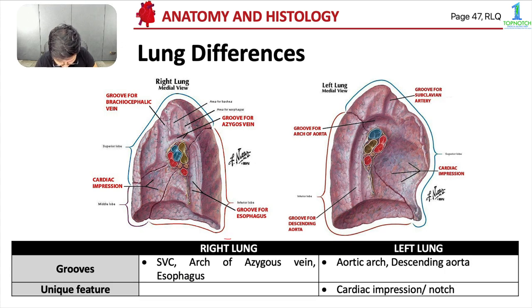So some grooves. The right lung has a groove for the superior vena cava, the arch of the azygos vein, and the esophagus. While for the left lung, there's a groove for the arch of the aorta over here, and a groove for the descending aorta. A unique feature of the left lung would be your cardiac impression or notch.